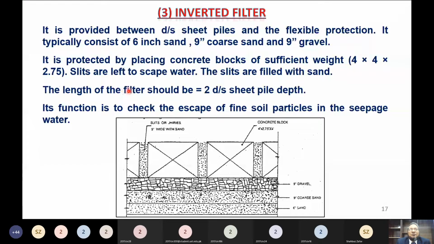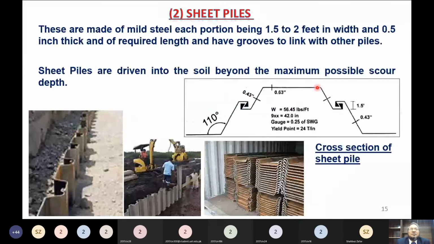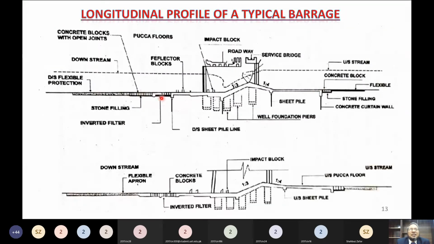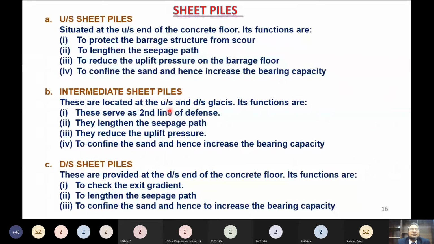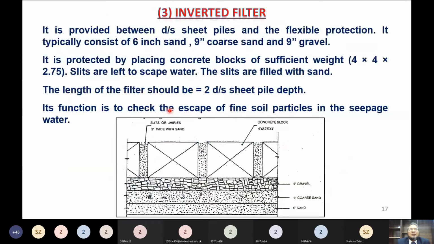See, the length of the filter should be 2 times the downstream sheet pile depth. So this length of the inverted filter should be twice the downstream sheet pile length. The length is basically this depth of the sheet pile. And what is its function? As I mentioned earlier, its function is to check the escape of fine soil particles in the seepage water.